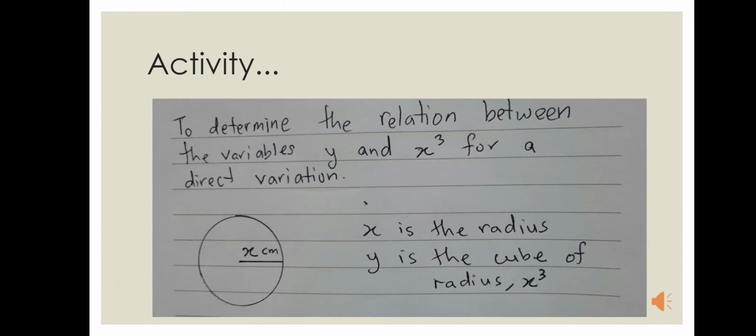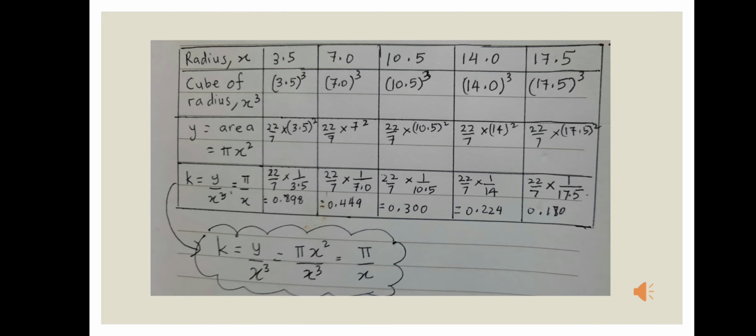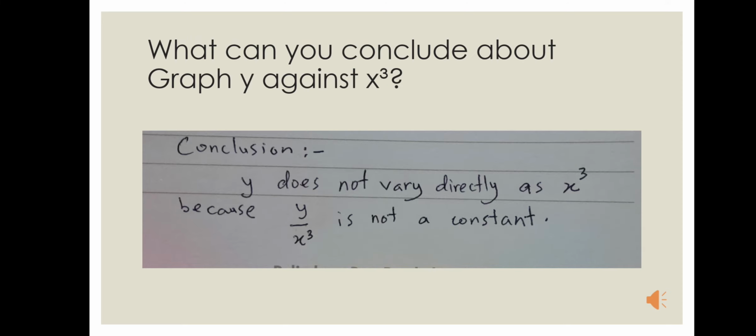Next activity is to determine the relation between the variables y and x cubed for a direct variation. You are given a circle which x is the radius, whereas y is the cube of radius, x cubed. Once you have completed this table, you may see that the constant k, y over x cubed, has many values which are not consistent. What you can say is y does not vary directly as x cubed because y over x cubed is not a constant.